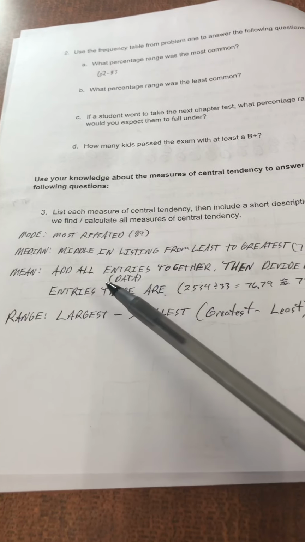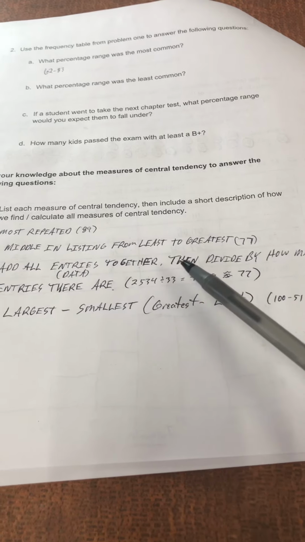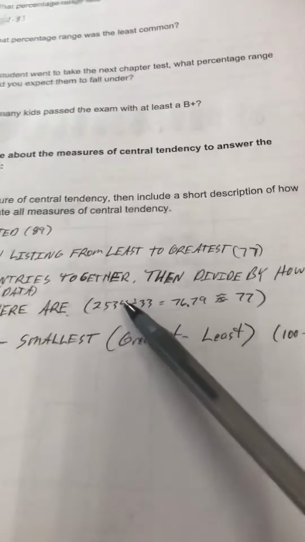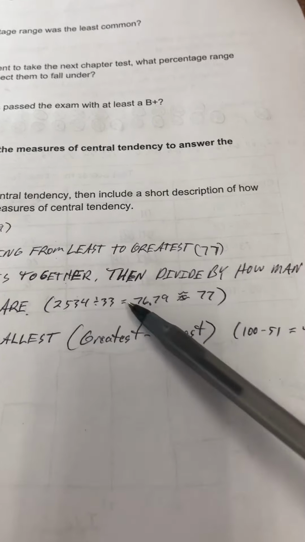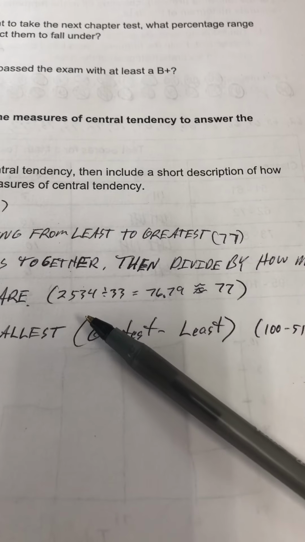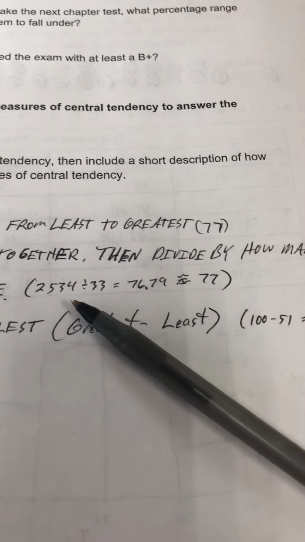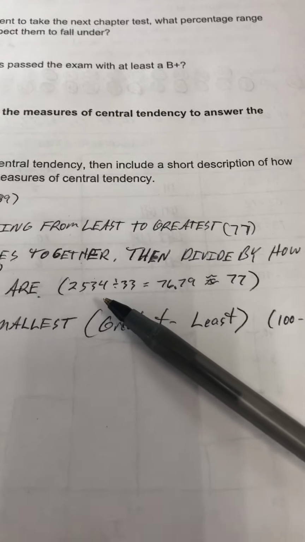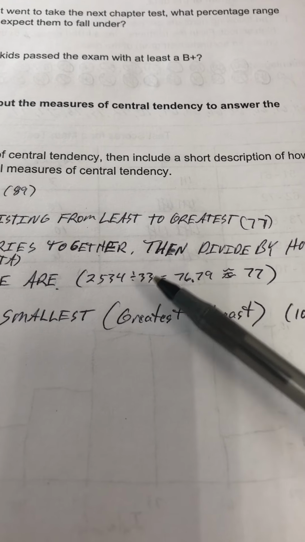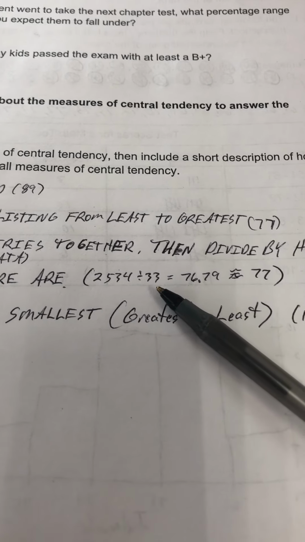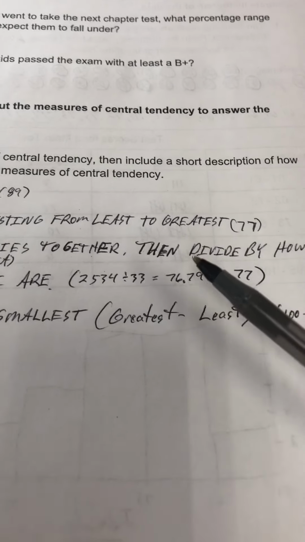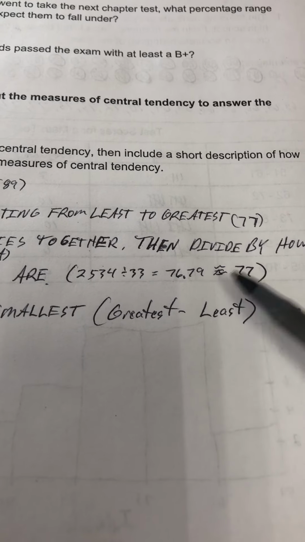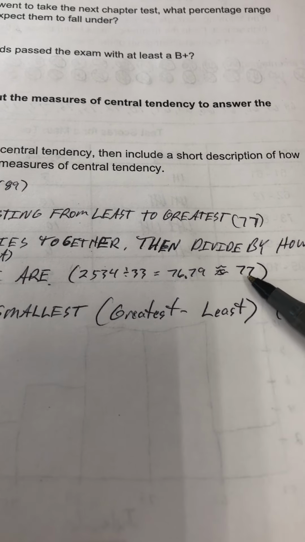The mean, you add all the entries or all the data together, and then you divide by how many entries there were. So when I added them all together, which took a long time, and on your graphing calculator it makes it easier because you can see it all printed out. I tried it on a regular calculator and it wouldn't take all that information, so the graphing calculator was the best. Divide it by 33 because there's 33 entries that you put in there, and it becomes 76.79 something. So it's approximately, a little squiggly, equals 77.